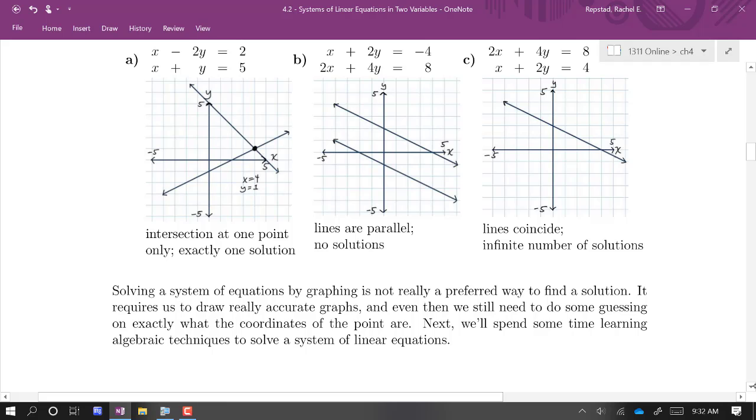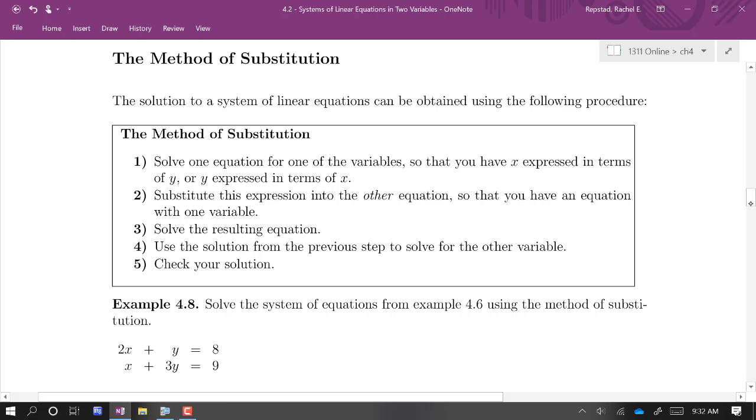We're going to look at two algebraic techniques for solving these systems, and we'll be able to solve a system that has a unique solution. We'll also see how these algebraic techniques can tell us if we're in one of these other situations where there's either no solution or infinitely many solutions. So the first technique here is called the method of substitution. Here we have a procedure outline, and we'll work it out by example. The idea is you pick one of the equations and solve it for one of the variables.